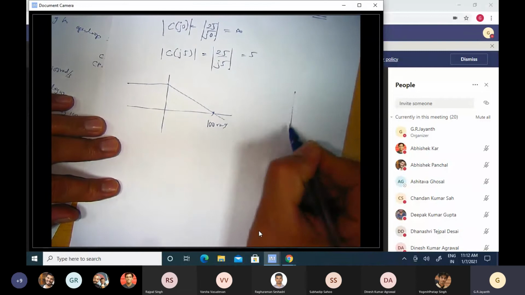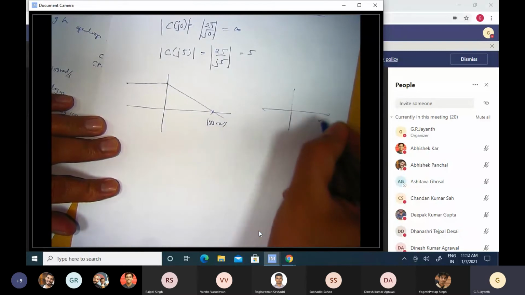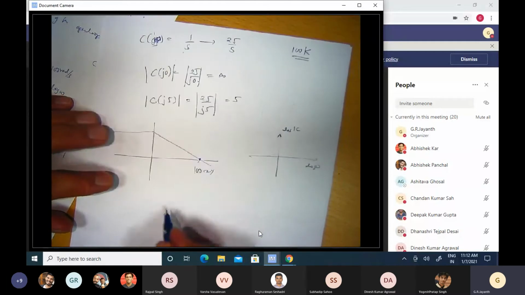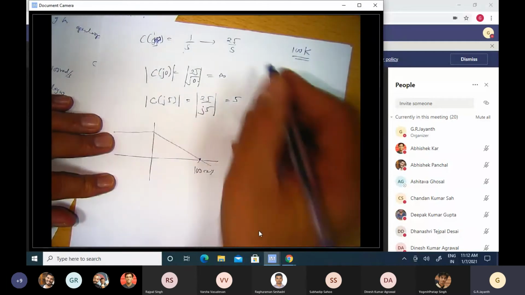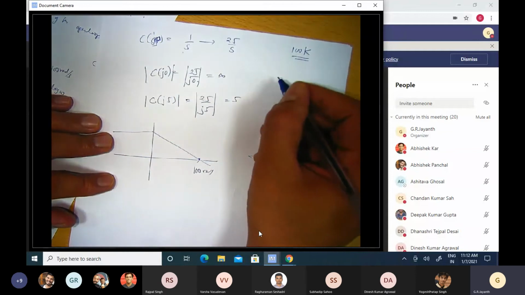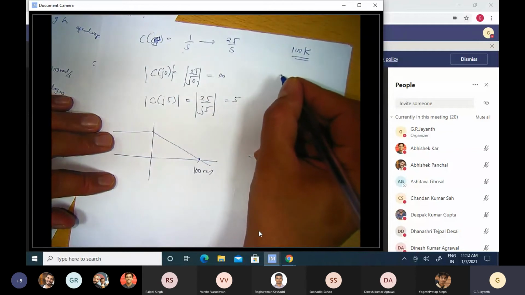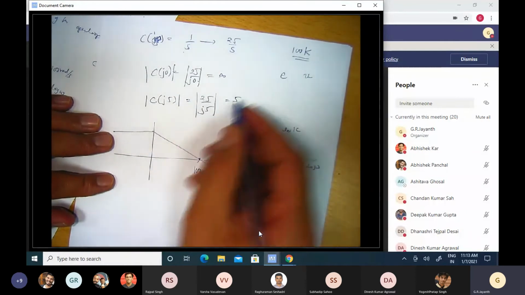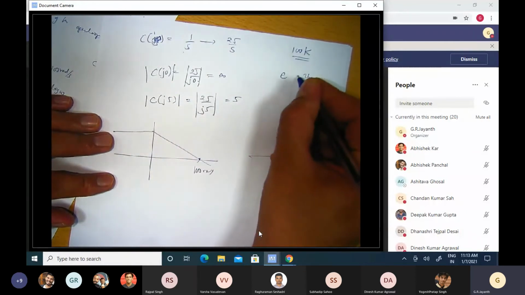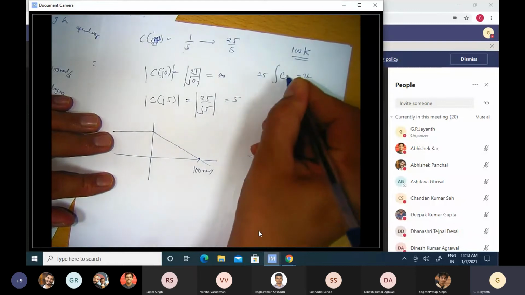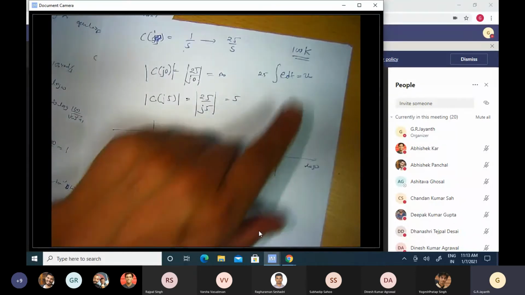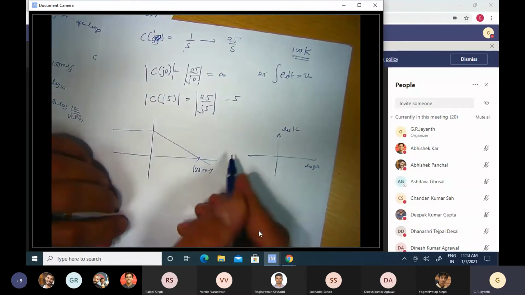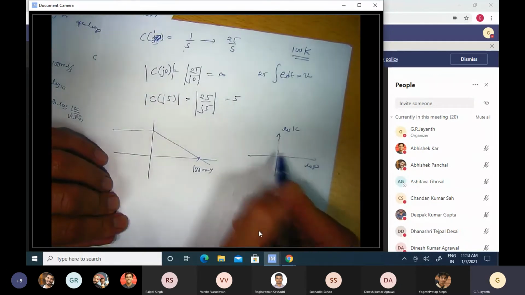The Bode plot of the controller: this is log omega, this is log magnitude of C. It's an integrator. That's what it is called, 1 over s, because the transfer function is 1 by s or 25 by s. The input is the error, the output is the control effort U. The relationship between them is U is equal to 25 times the integral of e dt. The transfer function then would be 25 by s. That's why it's called an integrator.